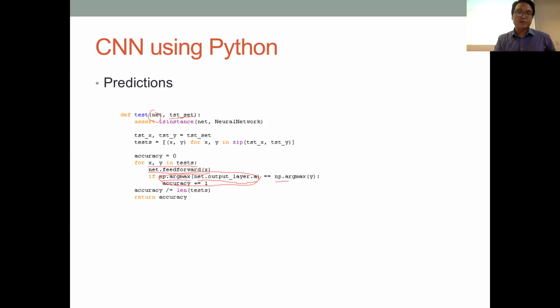And then you compare whether it's equal to the argmax of Y, where Y is the ground truth label. If it is, you count 1 for the accuracy. So for every single sample, you count 1 if it's correct. Eventually you divide by the number of samples, so this returns the accuracy. So that's the test function.